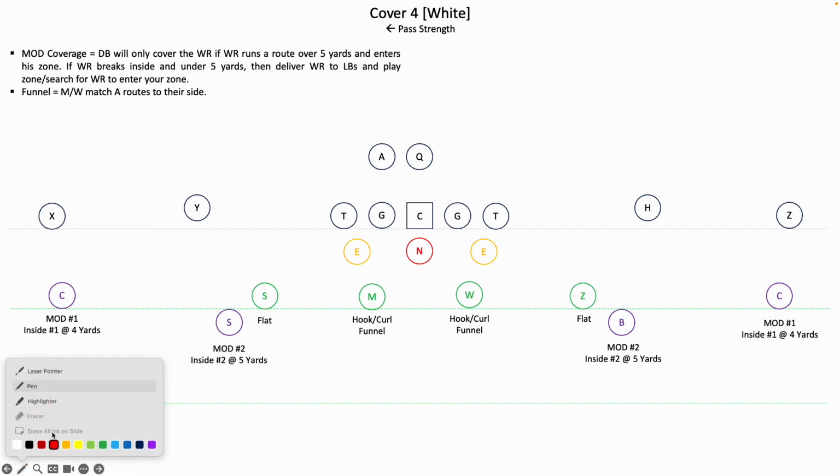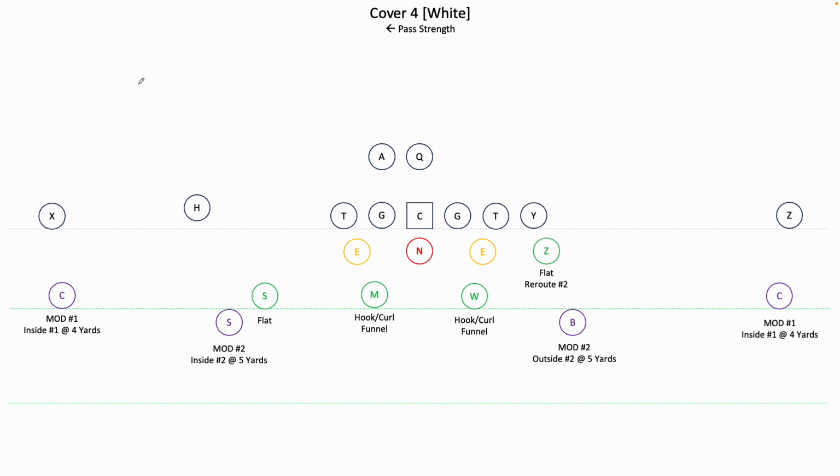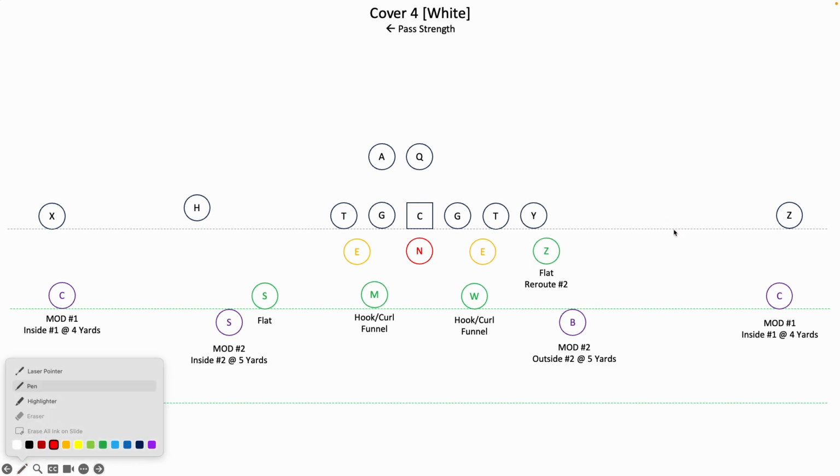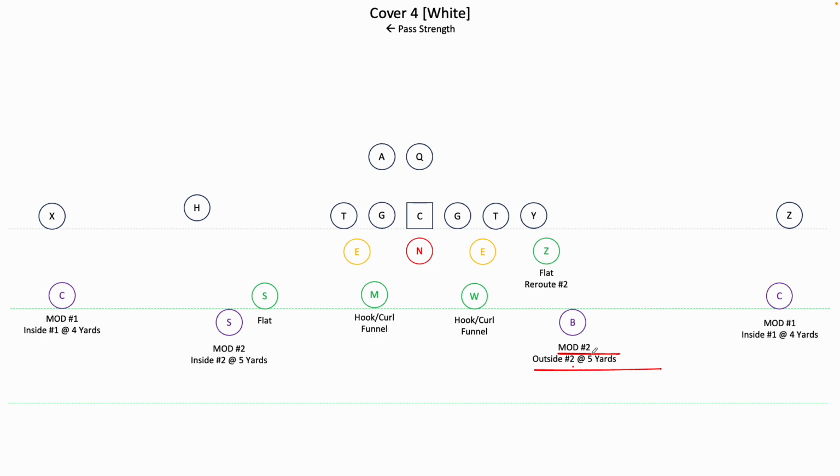So like I said, we're going to drill it, okay? But the most important thing that you have to remember is just to follow these rules of the mod coverage. Okay, let me delete this. If the number two is attached, there's only two differences. You're still going to mod the number two, but you're going to be outside number two at 5 yards. And then as we know, if the number two is attached, the Zeke is going to come up on the line of scrimmage in a 7 tech, and we're going to get a jam at the line of scrimmage.